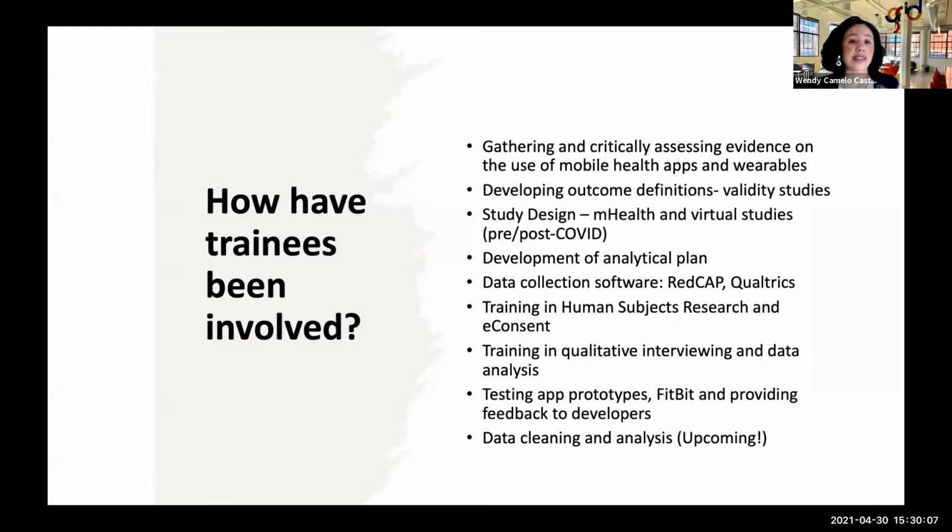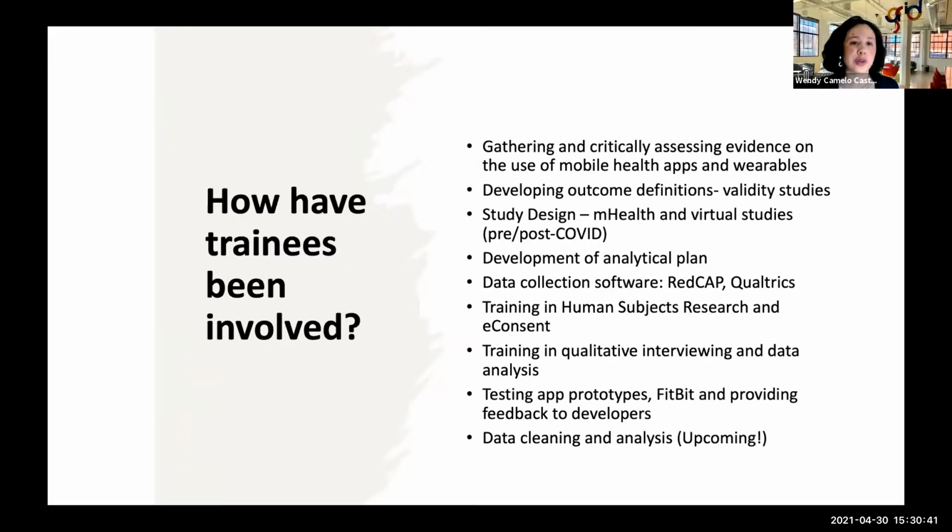So what I see here is that there are multiple opportunities, and all these opportunities include anything from critically assessing the evidence on the use of mobile health apps in mental health, I guess, context. From developing the measures and identifying which would be the best validated measures that we could utilize, that would give us the most information when collected routinely through the app.